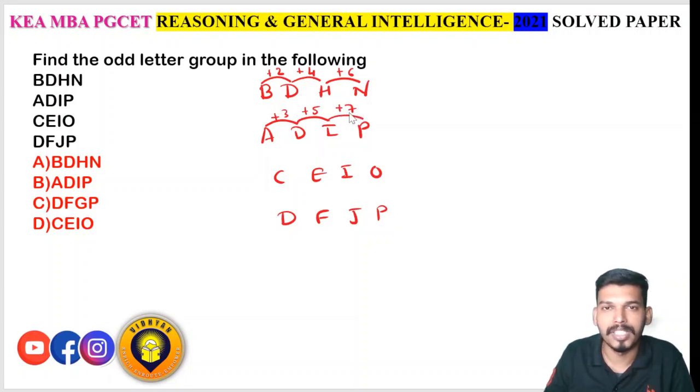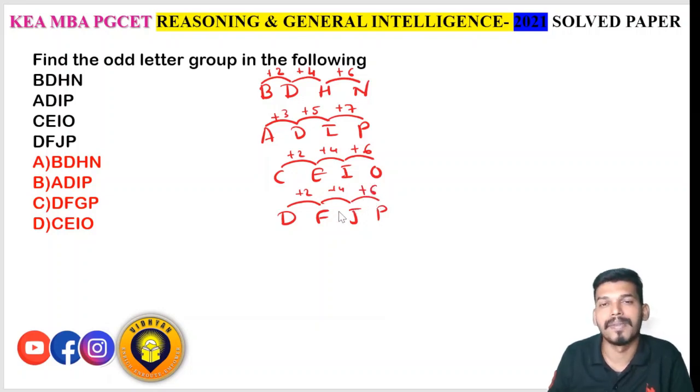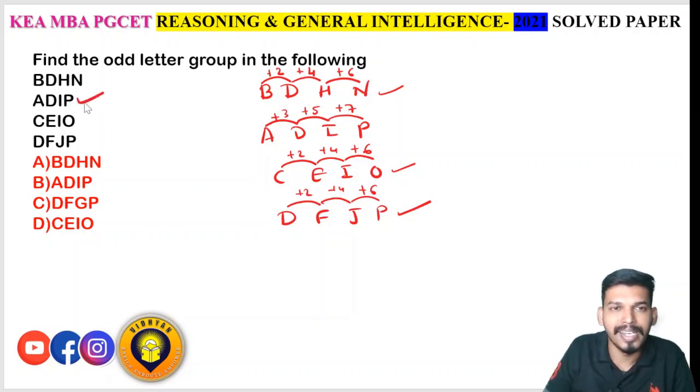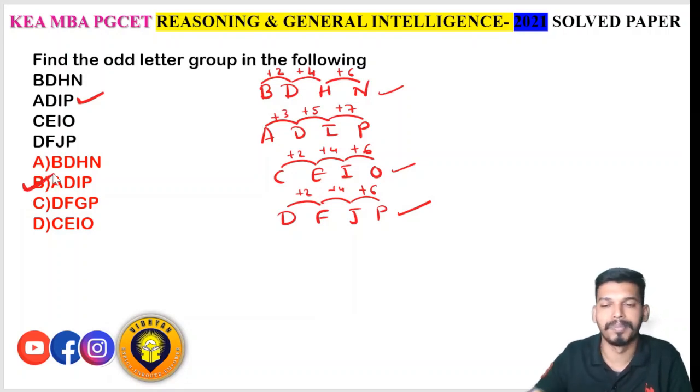So plus 3, plus 5, plus 7 is an odd number series, while the ones above are an even number series. Let us check here. C, D, E is plus 2, E, F, G, H, I is plus 4, J, K, L, M, N, O is plus 6. Then D, E, F is plus 2, G, H, I, J is plus 4, K, L, M, N, O, P is plus 6. So these 3 letter groups are in a pattern. So the odd one out here is A, D, I, P. So A, D, I, P is the answer. Okay, so this is the odd letter group.